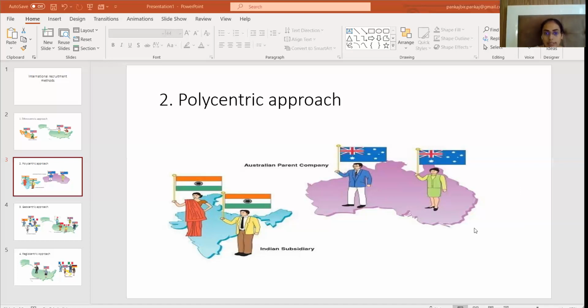As you see in the example, the Australian parent company uses natives of India to manage the operation of the Indian subsidiary.